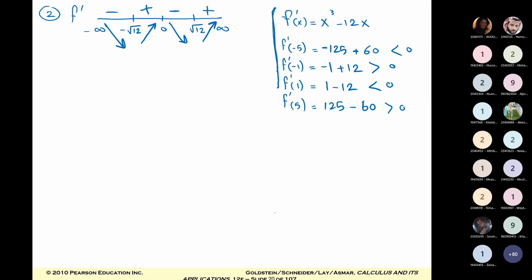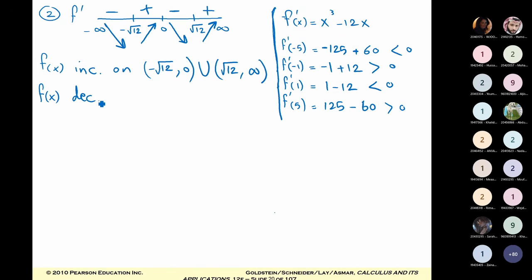Now we can conclude f of x is increasing on the interval from negative radical 12 to 0 union from radical 12 to infinity. This is the increasing, and f of x is decreasing on the interval from minus infinity to negative radical 12 union from 0 to radical 12, like this. Okay, this is the increasing and decreasing.